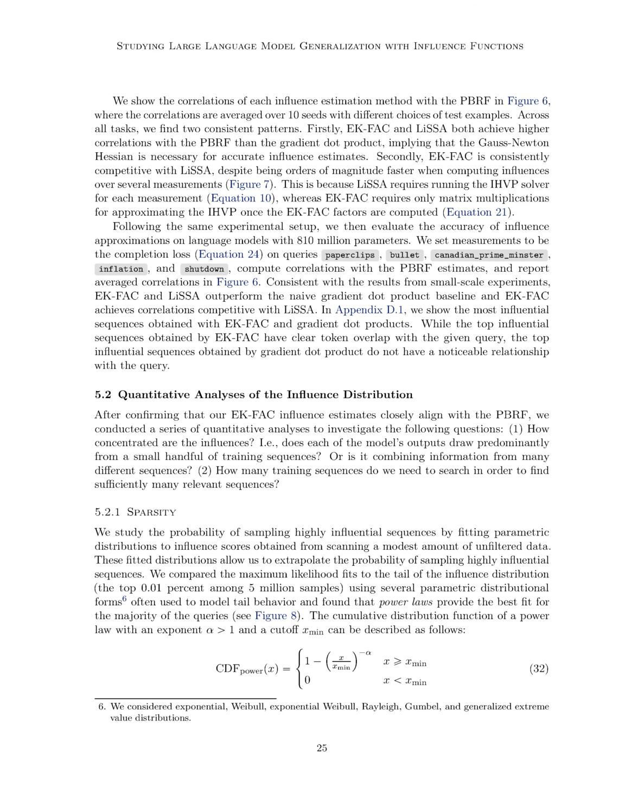Adhering to the same experimental framework, we extend our evaluation to larger language models containing 810 million parameters. We define measurements based on completion loss for specific queries: paperclips, bullet, Canadian_prime_minister, inflation, and shutdown. We calculate correlations with PRBF estimates and provide average correlation values in our work. Notably, our findings align with those from the smaller scale experiments. Both EK-FAC and LISA outperform the naive gradient dot product baseline, and EK-FAC achieves competitive correlations with LISA.